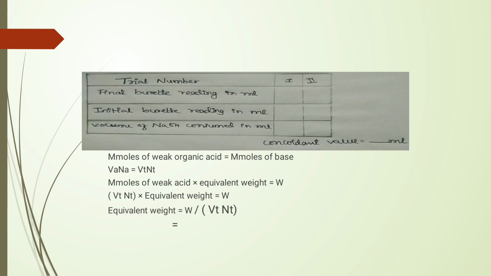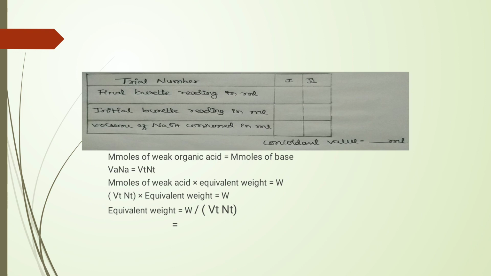So millimoles of the weak organic acid is equal to millimoles of base. It's nothing but volume of acid into normality of acid is equal to volume of titrant into normality of titrant. Millimoles of the weak acid into equivalent weight is equal to weight of the weak acid taken, which is nothing but W. Millimoles of the weak acid is nothing but volume of titrant into normality of titrant. Hence, equivalent weight is equal to weight of the weak acid taken divided by Vt into Nt. Using this formula, we have to calculate the equivalent weight.